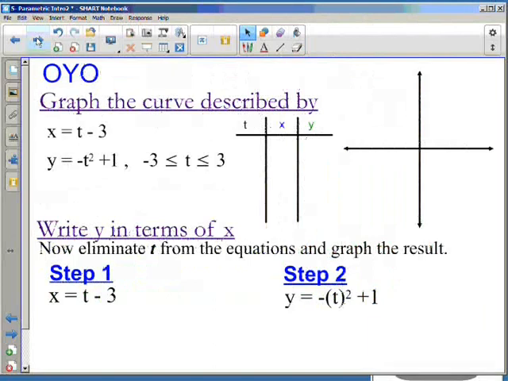Okay. Why don't you try this on your own? Go ahead and look at the previous example. See if you can predict some of the things that should happen. Write y as a function of x or in terms of x and see if your graph matches the transformations you'd expect. And we'll see you in class.